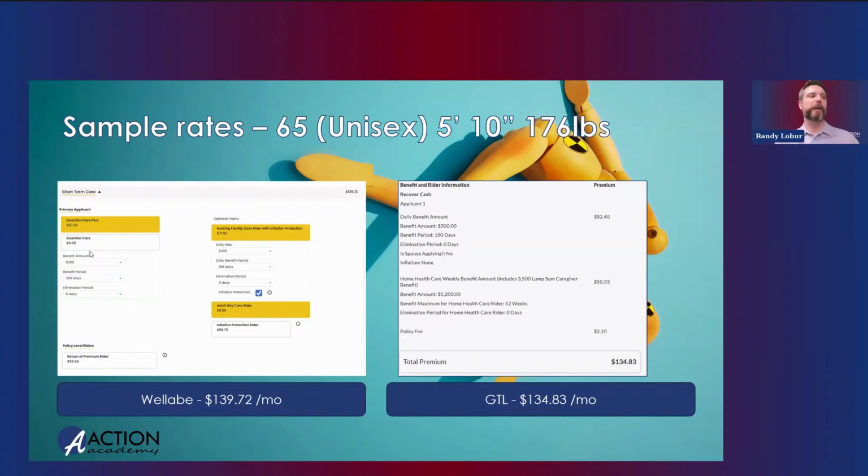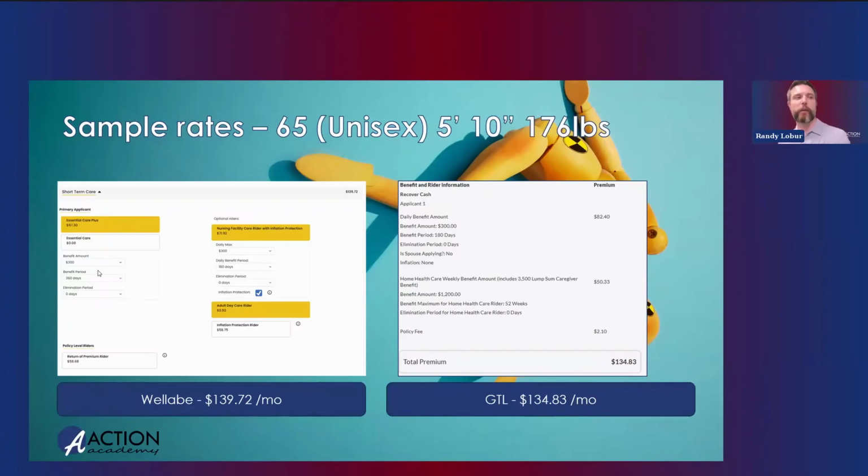But if you do pass all the underwriting criteria, you qualify for the richer Essential Care Plus plan. Base benefit there, again, for your home care is about $67.30 per month. And that's a $300 benefit for 360 days with a $0 elimination period. So it comes out to $67 just for that benefit.